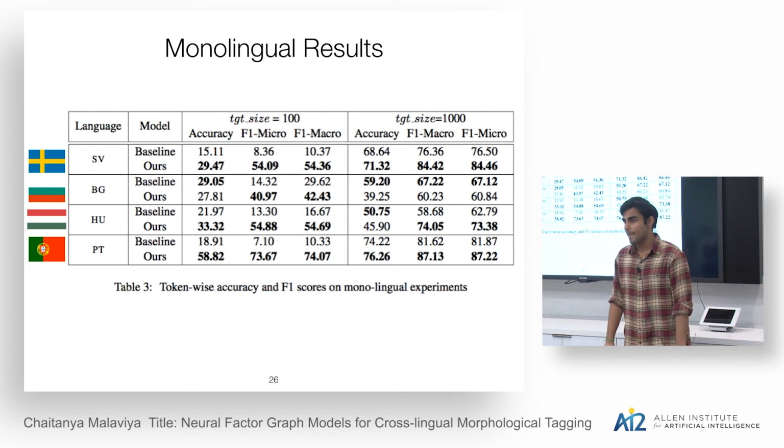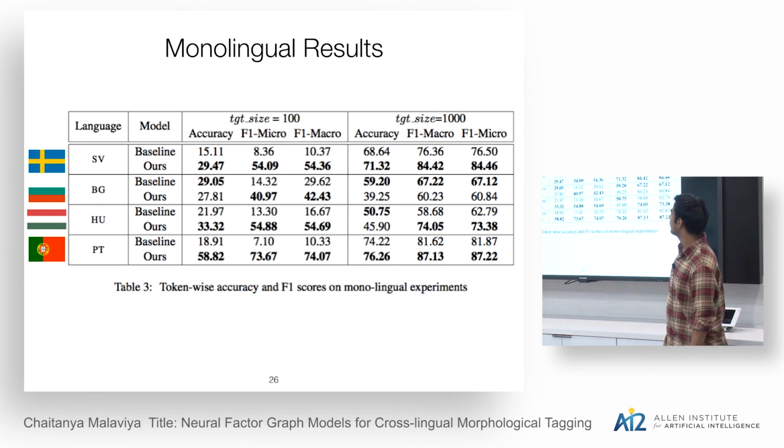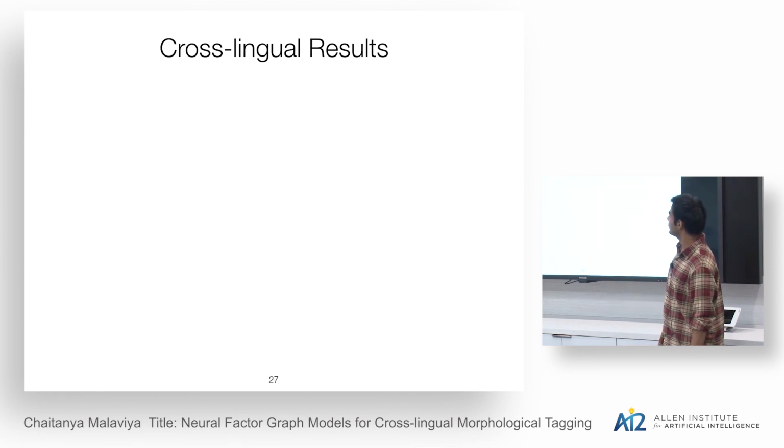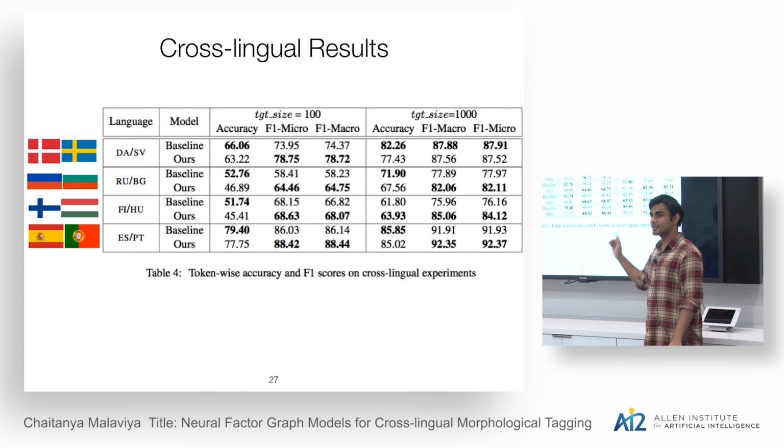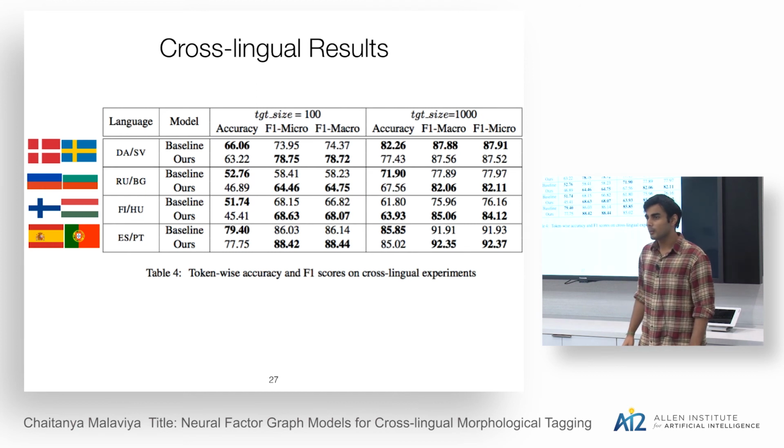Yes. In the accuracy case, is it just because the tag sets for those particular languages are very correlated? Oh, sorry, this is monolingual. Sorry. But I guess your question might be valid here as well. So this is the cross-lingual setting. What was your question again?